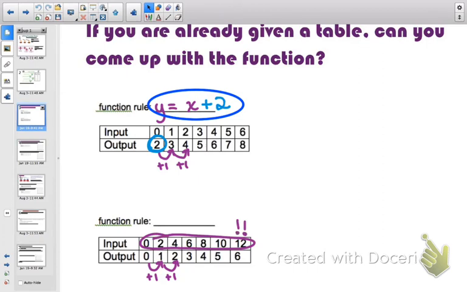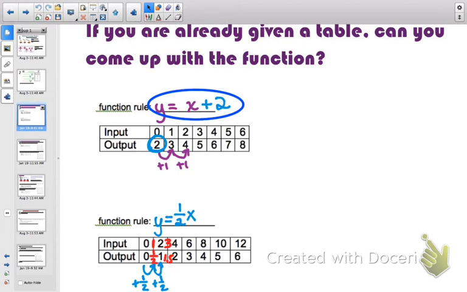The second one's a little bit tougher because we're going up by 1, but wait, our input's going up by 2. So let's start over, and I'm going to fill in those missing x values. 1, and so that means the number between 0 and 1 is 1/2. 3, the number in between 1 and 2 is 1.5. So that means I'm really going up by 1/2 each time. So there's my common difference.